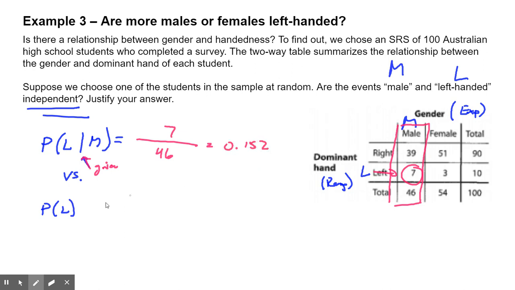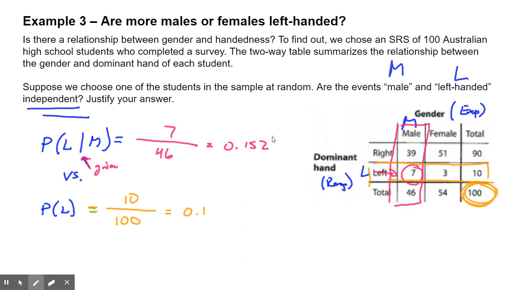So now I'm going to look at the generic probability of being left-handed. No more conditional probability involved. Now look at all your left-handed people. All your left-handed people are 10. And because there's no condition, we actually use the total, and the total is 100. And 10 divided by 100 is 0.1 even.